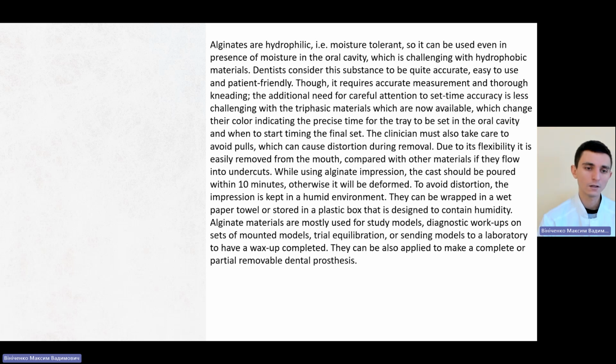Alginate materials are mostly used for study models, diagnostic workups on sets of mounted models, and trial equilibration of standard models to the laboratory to have a boxed up completed. They can also be applied to make a complete or partial removable dental prosthesis.